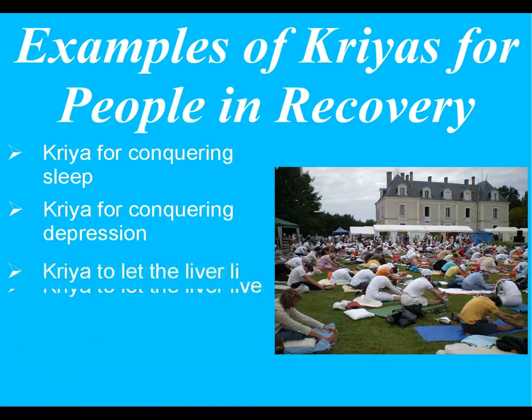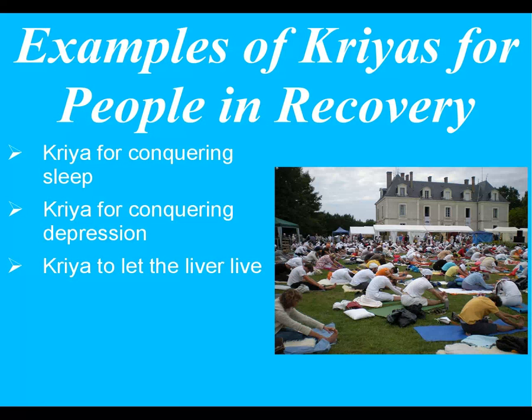Another example is the Kriya to let the liver live. The liver is the largest internal organ in the body and serves as a storage site for minerals, nutrients, and vitamins. Toxic chemicals, such as alcohol, are broken down by the liver and then flushed out of the body. This vital organ produces chemicals that aid the body and promote good health. This Kriya focuses on the care of the liver that can be damaged from drug and alcohol use.